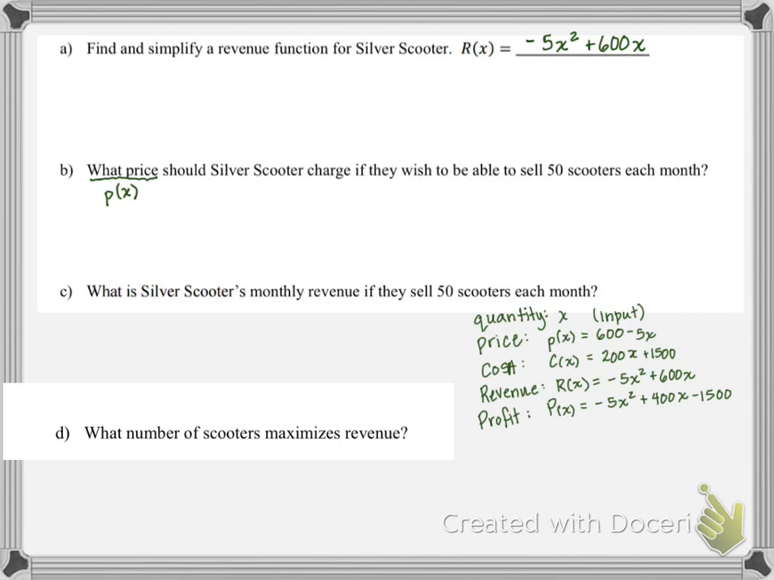And when you do your list, be sure to use the words too. Don't just write p of x, c of x, r of x, p of x, because then it becomes a lot harder to figure out what exactly you need, especially with the two p's. So we'll take our price function, and if we want the output, that means they have to give us the input. So they do indeed tell us 50 scooters. So x is 50. So we want to find p of 50, which is 600 minus 5 times 50, which is 350.